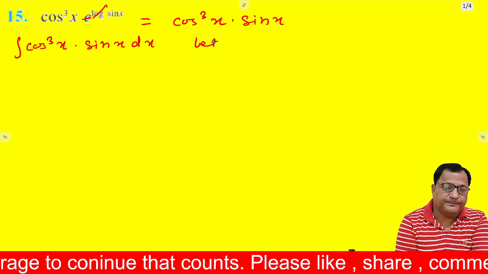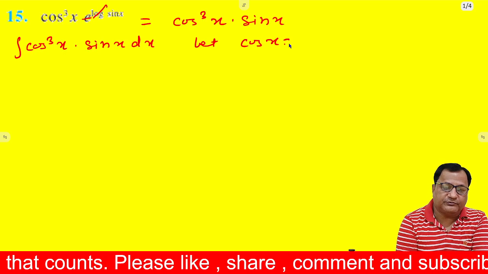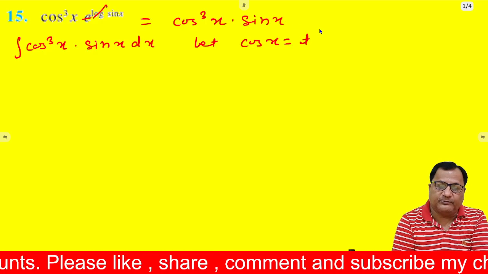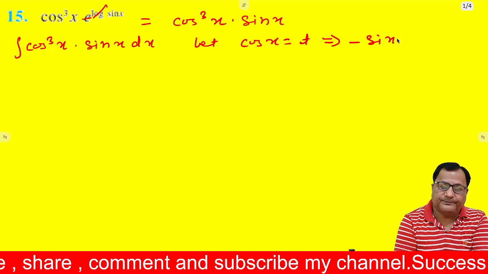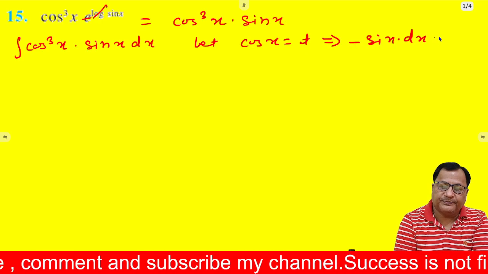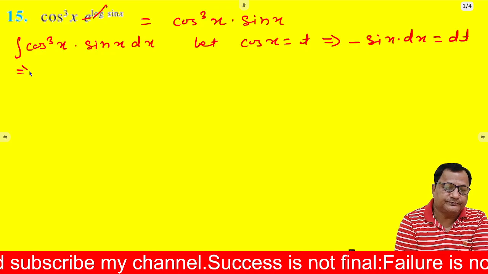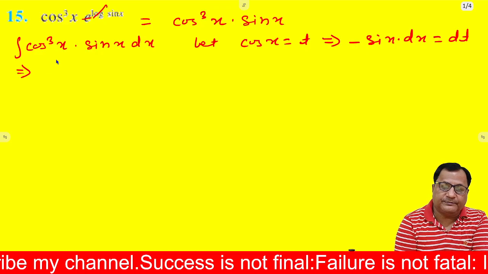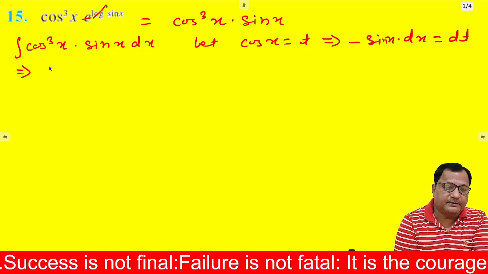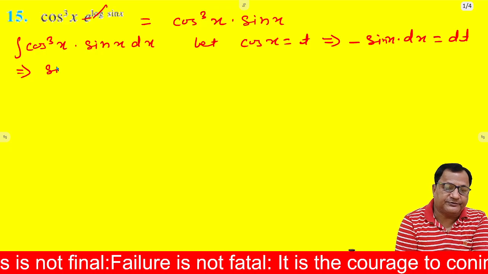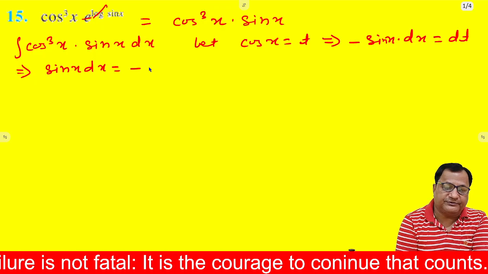So let cos x is equal to t. If we differentiate both sides, this will be minus sin x into dx is equal to dt. Then sin x dx is equal to minus dt.